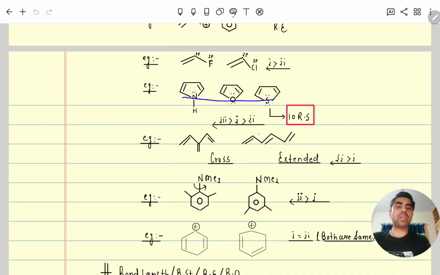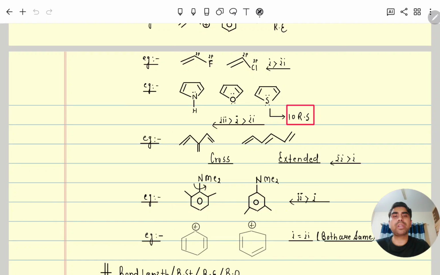That is same only, but along with that, sulfur can take also this pi electron. So overall it will have 10 resonating structures. So the more the resonating structures, the more the resonance energy. Similarly here you can see this is the cross, whereas this one is extended. So both are analogous series, extended having more resonance energy than cross.